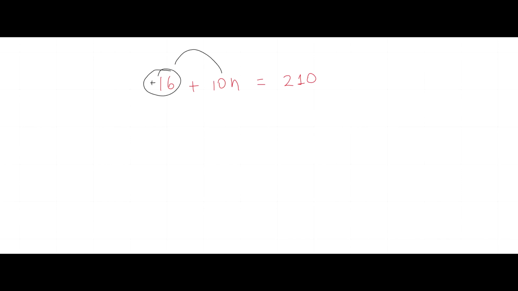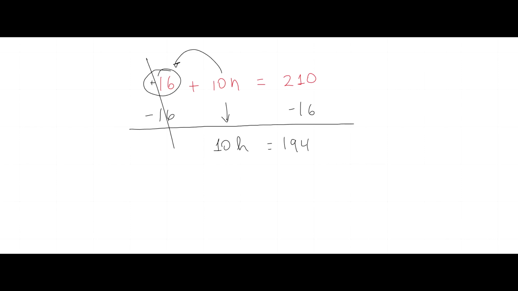So this is negative 16 here and negative 16 here. Now let's calculate this. You have to get rid of this one. Bring this down. So you have 10h. And now we're going to proceed with the calculation between 210 minus 16. And we have 194.